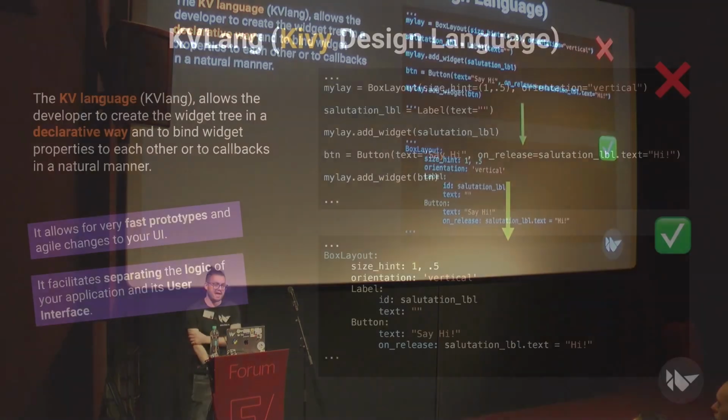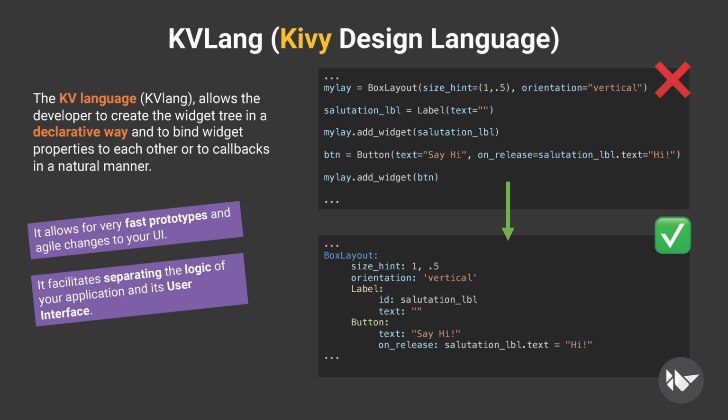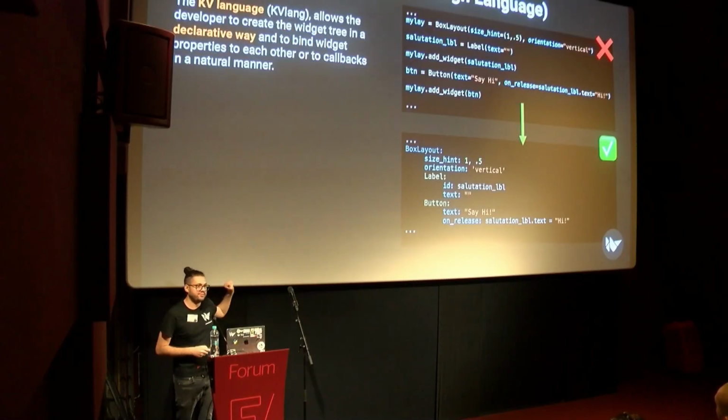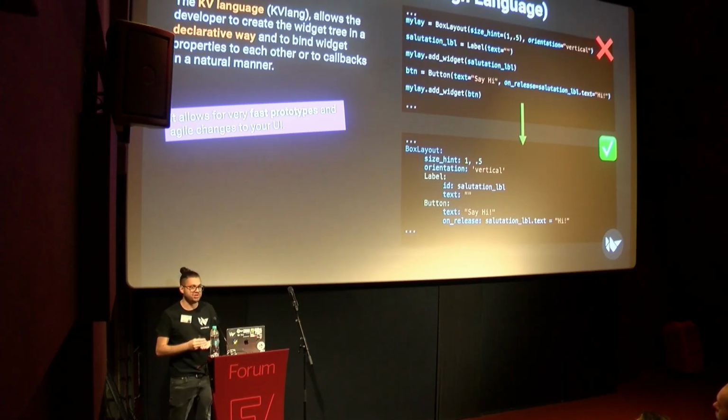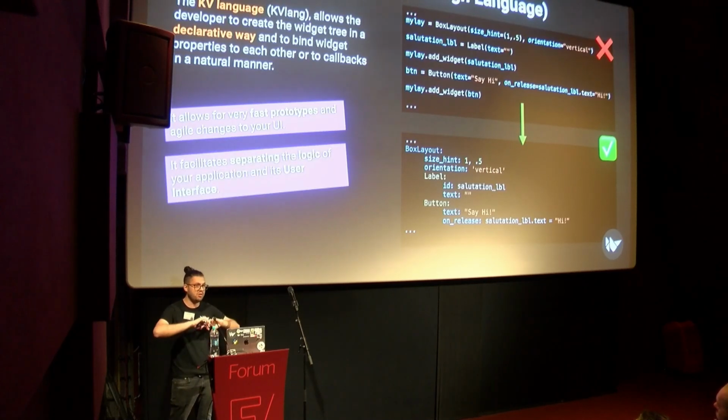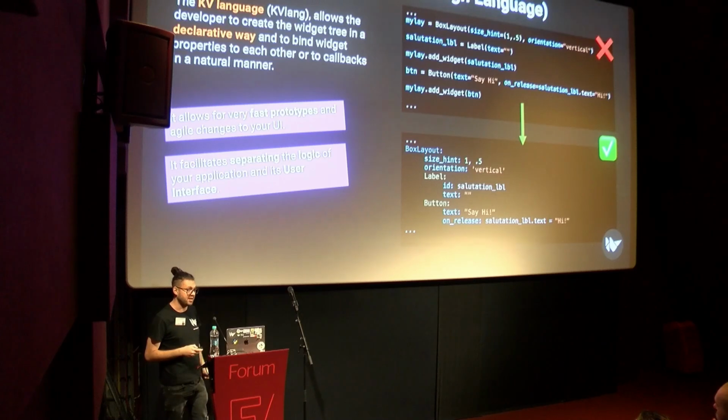Then we have the Kivy design language. The Kivy language allows the developer to create the widget tree in a declarative way, and to bind widget properties to each other or to callbacks in a natural manner. Yeah, you can still write Python code to create the widget tree, but please don't do that, as you may find out later it is not quite straightforward. Kivy language is here for that. With the Kivy language, you can prototype very fast and easily change your UI. And most importantly, it allows separating the logic of your application from its user interface, which is super important for maintainability.